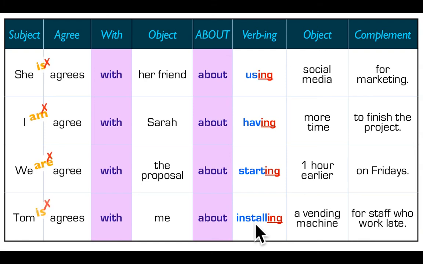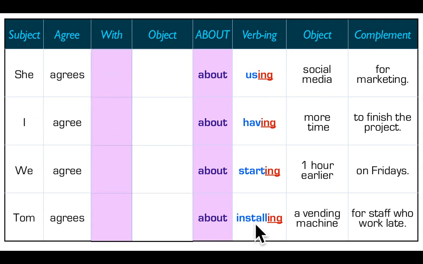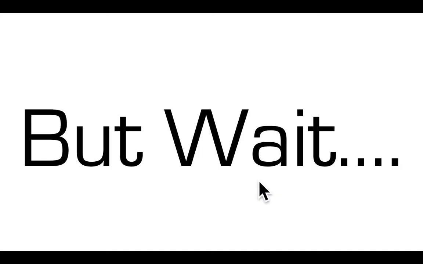Also in this one, there is no be between the subject and agree, so don't put it in. And again, if you want to remove who you agree with, you can do that and remove with and say she agrees about using, I agree about having, we agree about starting.